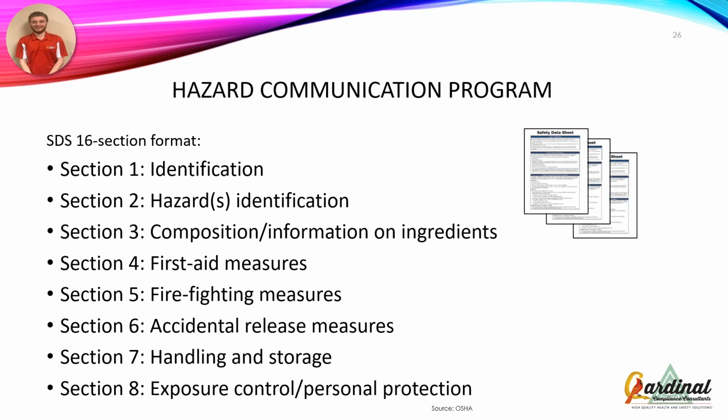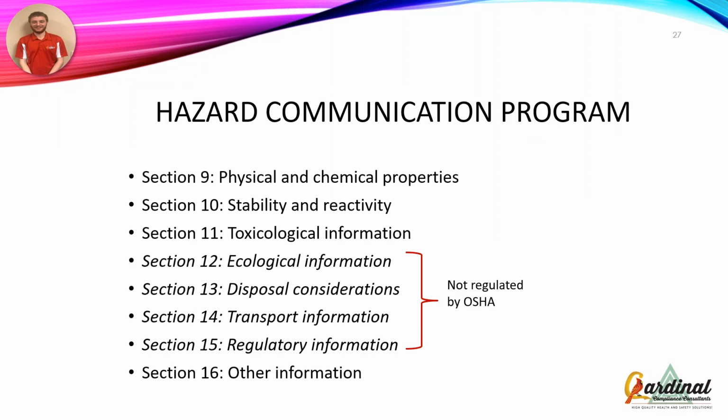All right, number 5 is firefighting measures. What type of fire extinguisher you should use. Section 6 is accidental release measures. 7, we've got handling and storage. Once again, with those organic peroxides that are temperature controlled, for example, and need to stay within a fridge or a freezer at all times, I'm going to talk about that in section 7. Section 8 is going to tell you about exposure control and personal protection, such as PPE.